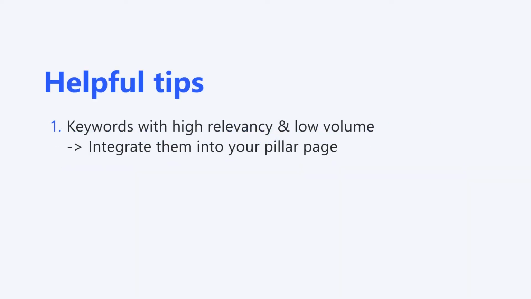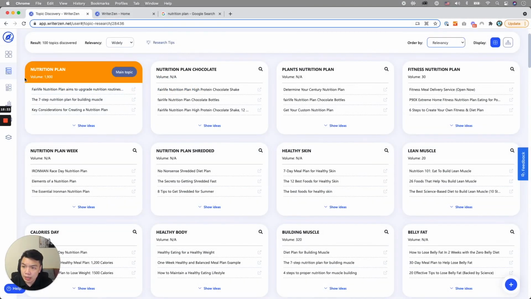The first thing is you want to see all the subtopics ranked by relevancy, because now you see your seed keyword is nutrition plan. You'll be able to see all of these subtopics that have very high relevancy to this main topic. And the subtopics that usually have lower search volume, you may want to integrate into the same article in which you write.